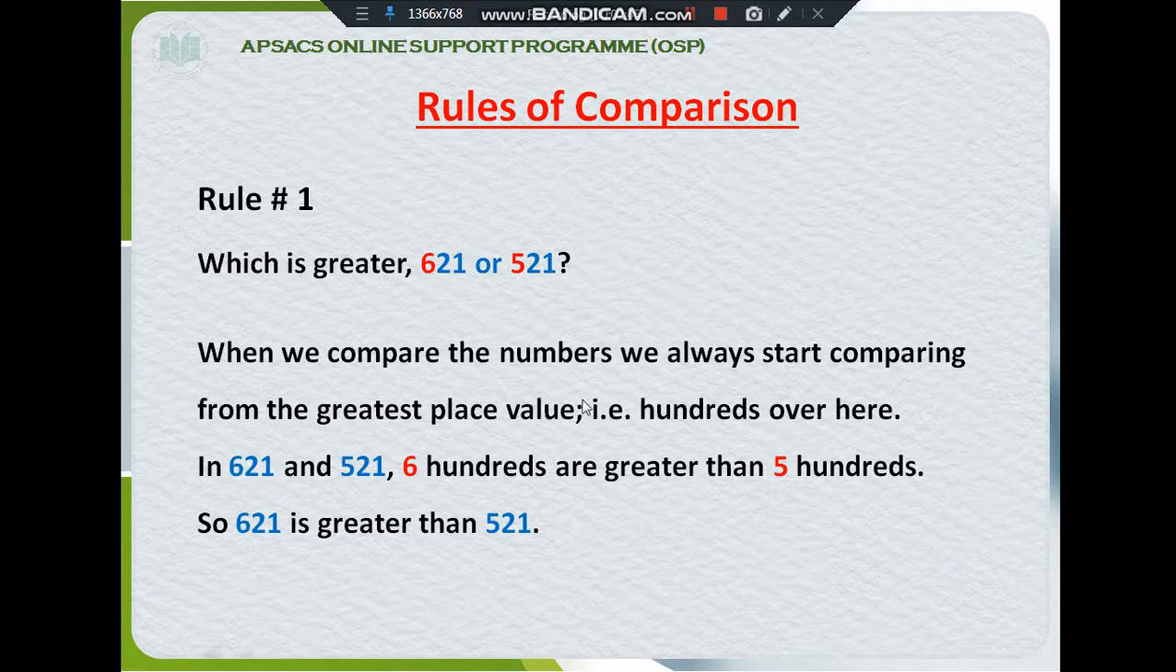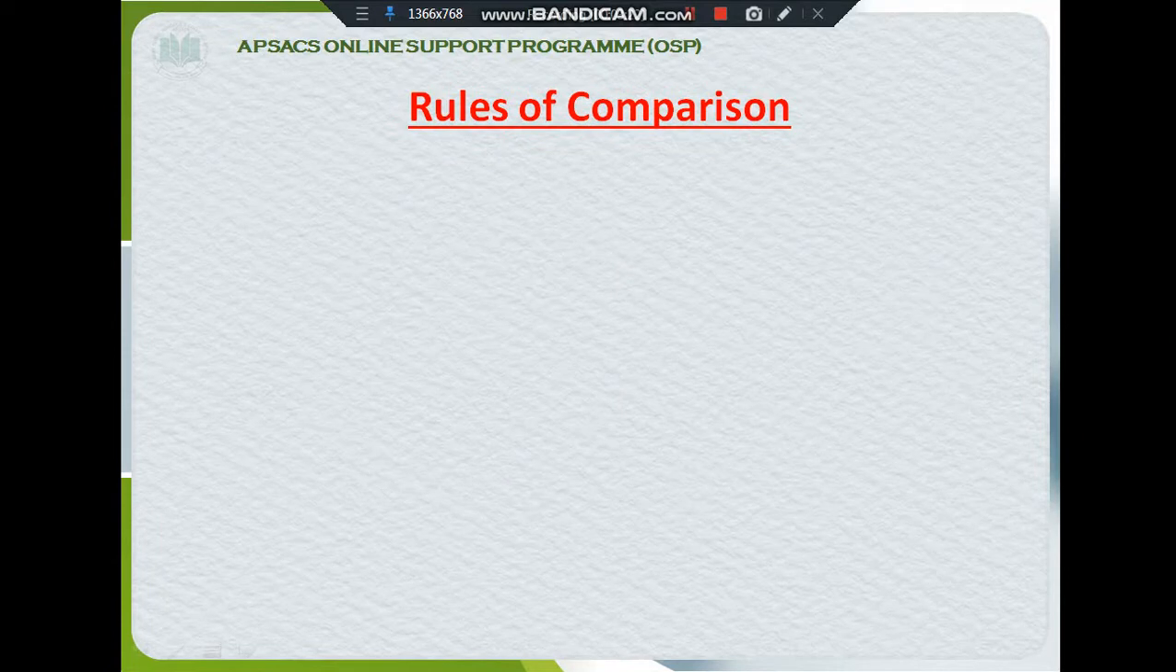Now, in 621 and 521, which is greater? When we compare these two numbers, always remember that we start from the biggest place value, and over here we have hundreds, the biggest value, right? Over here 6 is at hundreds place and here 5 is at hundreds place. So 600 is greater than 500. It means 621 is greater than 521. Is it clear?